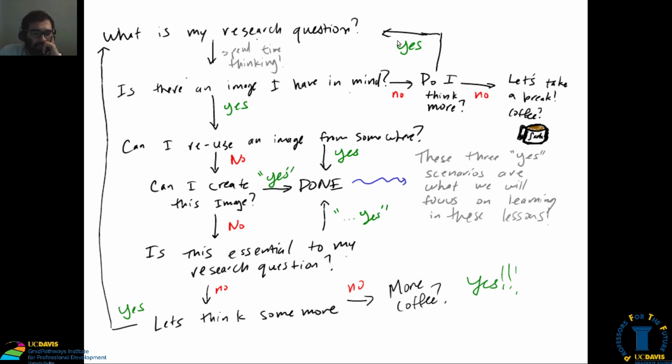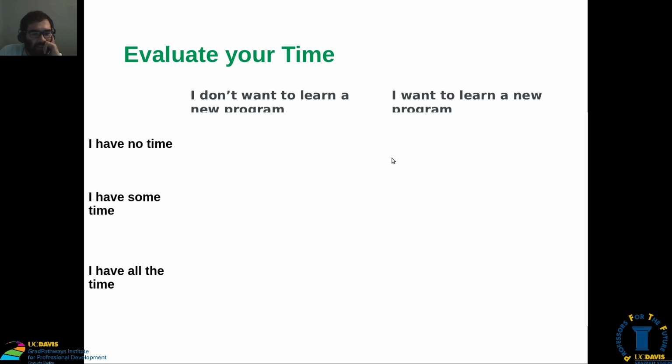However, in all of this, there isn't an indication of how long the coffee break was or how long this process of thinking took. And so now we have to think about evaluating our time. And in evaluating our time, there's essentially 2 broad categories. It's going to be a matrix. I don't want to learn a new program, or I do want to learn a new program. And there's an in-between, of course, of being able to repurpose a program, but we have to evaluate our time. So regardless of whether you want to learn a new program or not, you have to think about the time.